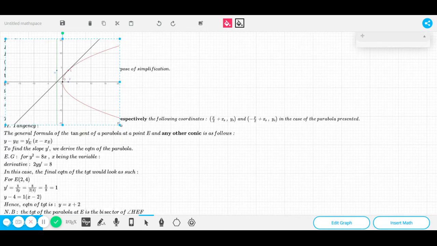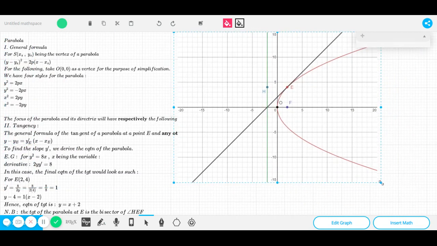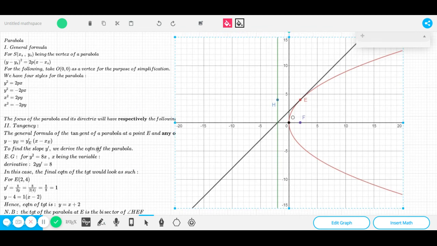Now let us expand this and discuss it. In this case, we see that point E actually does belong to the graph. We had said that point E has coordinates 2 and 4. So let us substitute that in the equation y squared equals 8x. 8 times 2 is equal to 16, and 4 squared is also equal to 16, which means that E does in fact belong to the parabola.